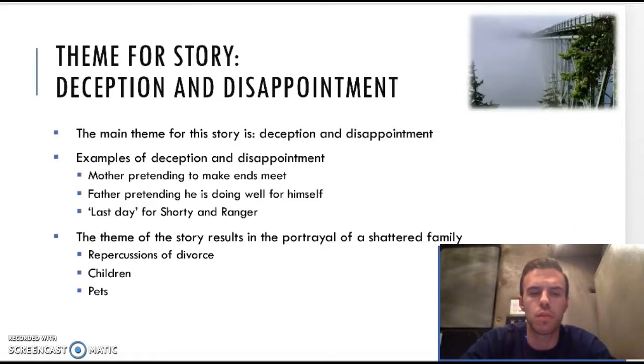The overall theme of this story results in the portrayal of a shattered family who is ruined by deception and disappointment. This is ultimately the result of repercussions of divorce and how it affects the children and even indirectly the pets of the family. The children and the pets are the innocent bystanders who are affected by the choices of the parents. While the parents may mean well, their actions speak differently, and ultimately they are harboring a dissent and disappointment.